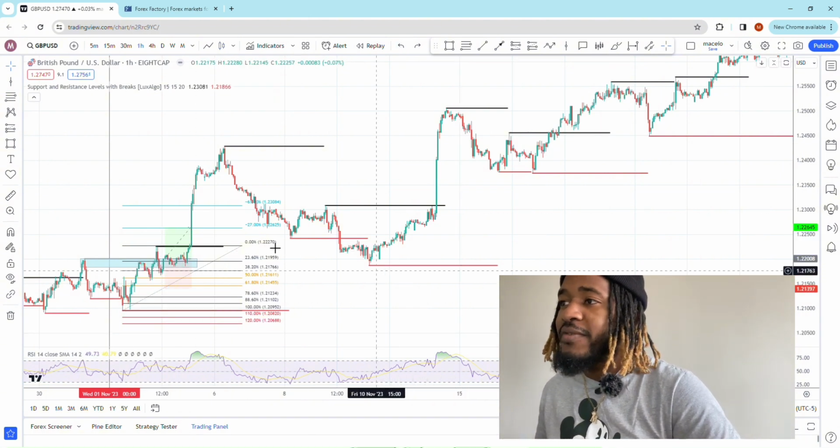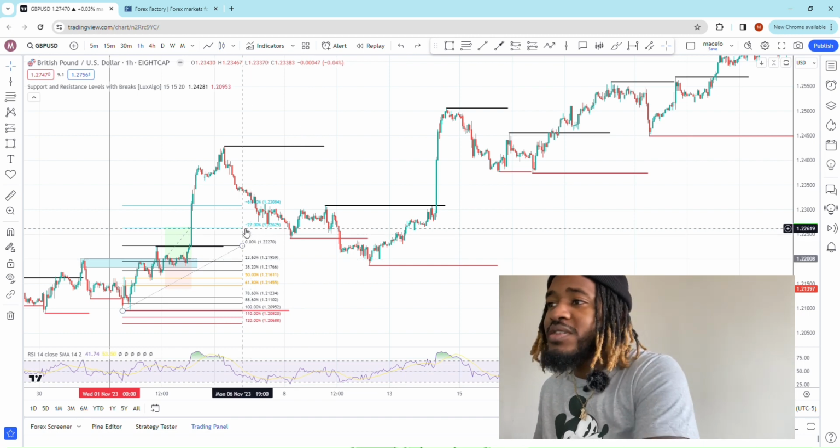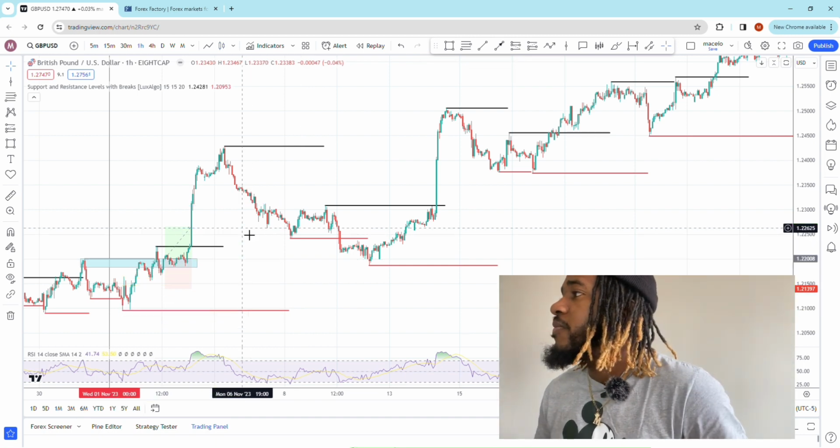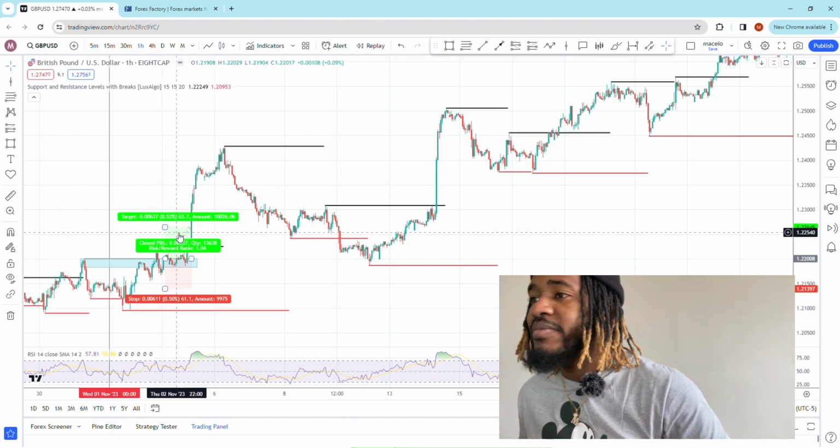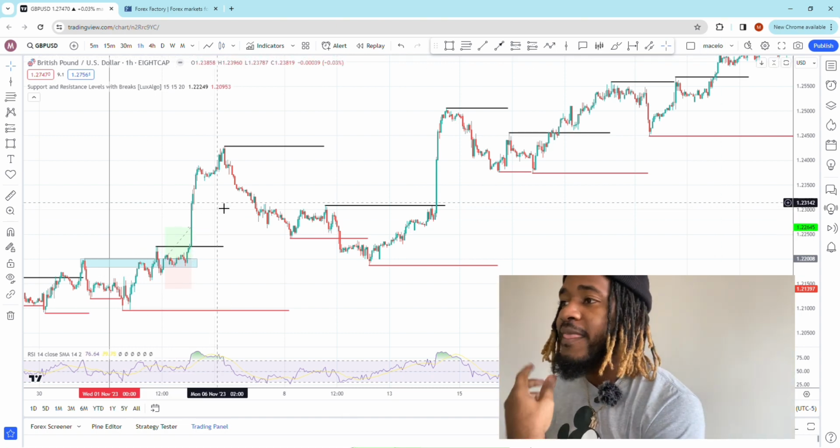I always remove my fibs afterwards. I don't keep my fib because I don't like my charts too dirty. But I always leave my TP and stop loss to make me understand what I got in and whatsoever.